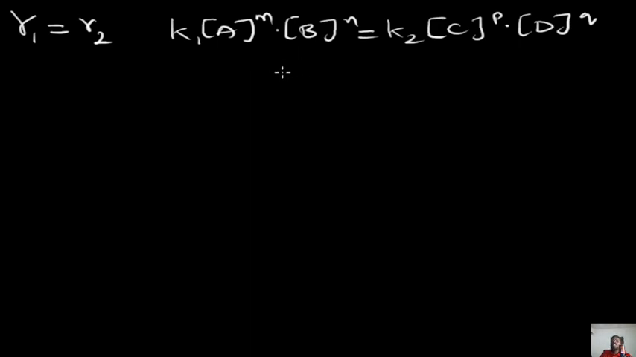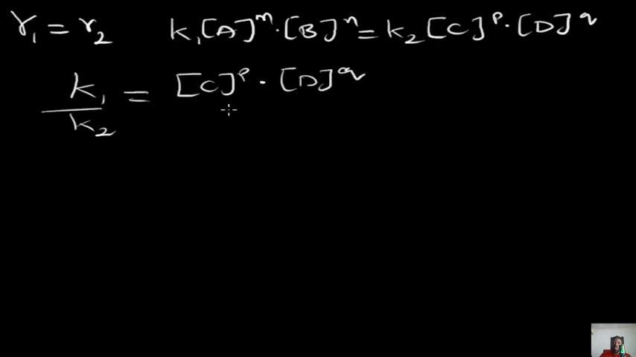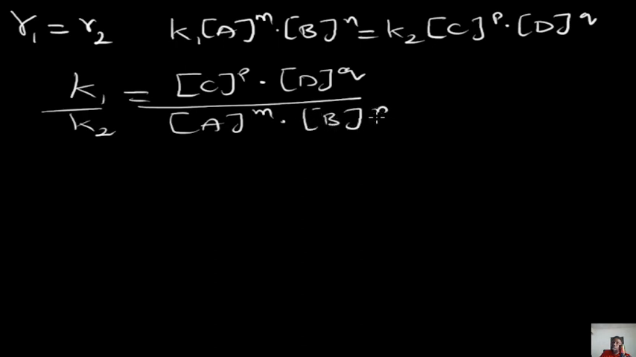Now, having gotten to this point, the very next thing you need to do is to rearrange it. And when you rearrange it, you'll find out that K1 over K2 is going to be equal to concentration of C raised to power p multiplied by concentration of D raised to power q divided by concentration of A raised to power m multiplied by concentration of B raised to power n. So mathematics students, you can do your cross multiplication and you find out that this whole equation is still the same thing. I just rearranged it.